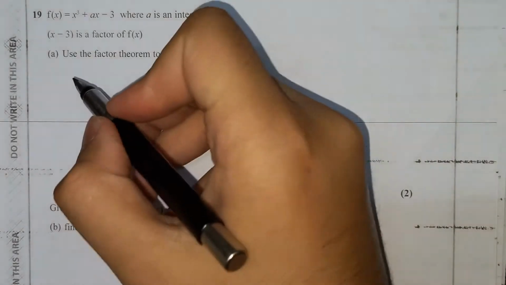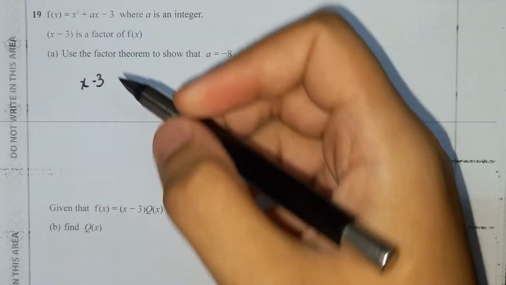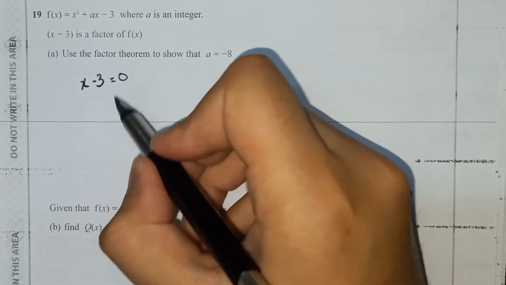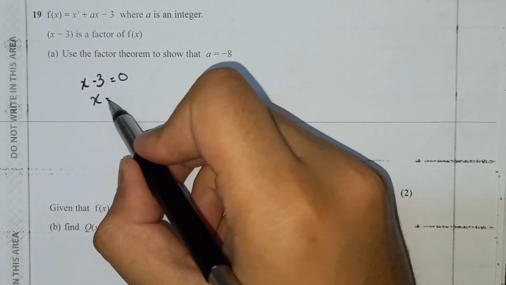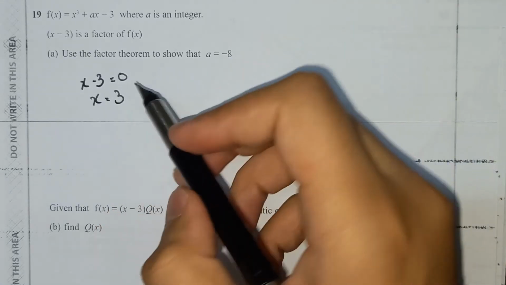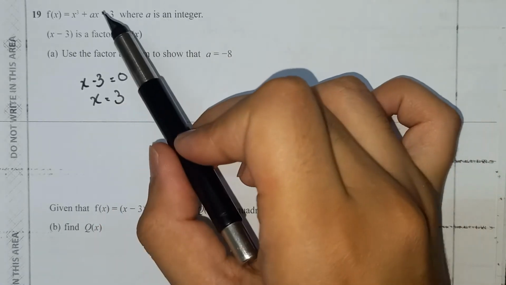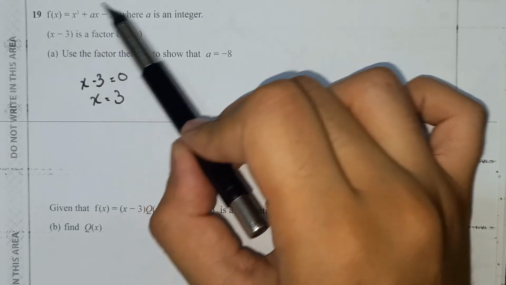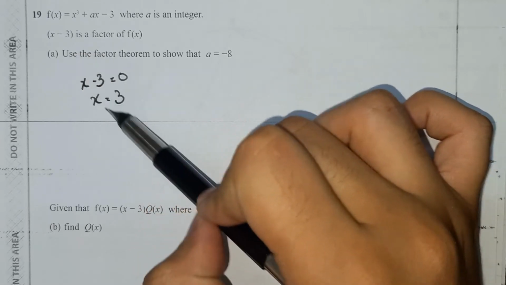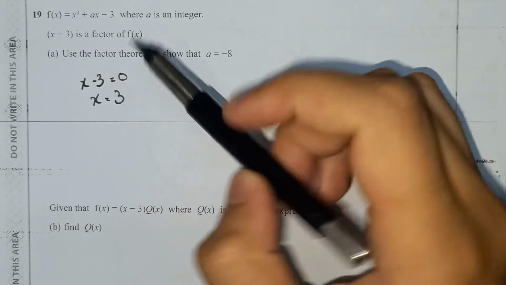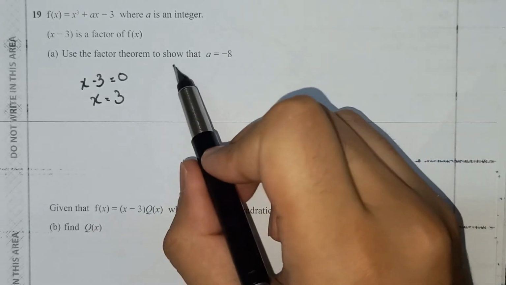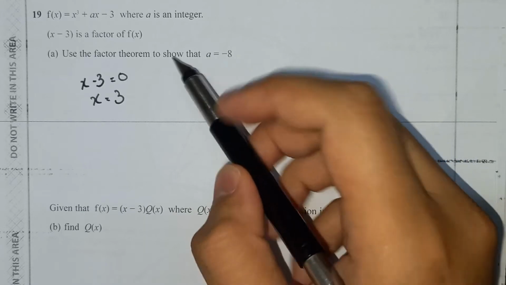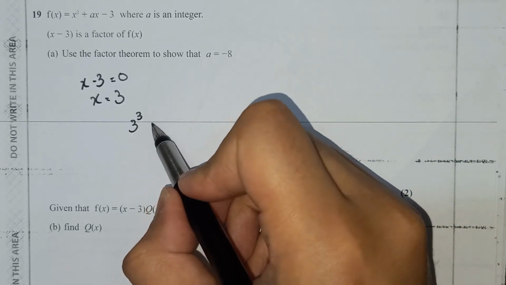So when you are given x minus 3, always make sure when you're given one factor of an equation, make it equal to 0 and find the value of x. And whenever you find this value of x, to prove that this equation is completely divisible by the factor, you need to insert this answer in the equation. Use the factor theorem to show that a is equal to minus 8. So now to show this as well, we will place it in.